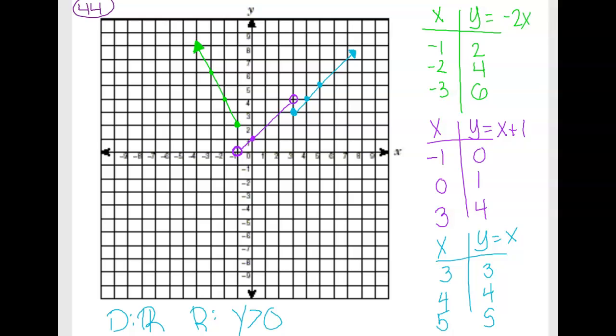Okay, 44 was a piecewise. So for a piecewise function, you are going to have pieces of graphs. What I want you to notice is that the arrows are never pointing at each other. They're kind of going in opposite or opposing directions. Those arrows on a piecewise should never be facing each other.